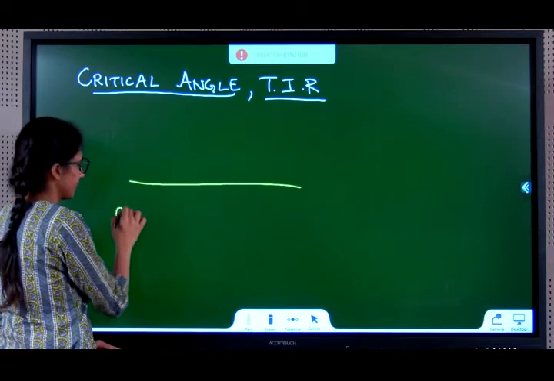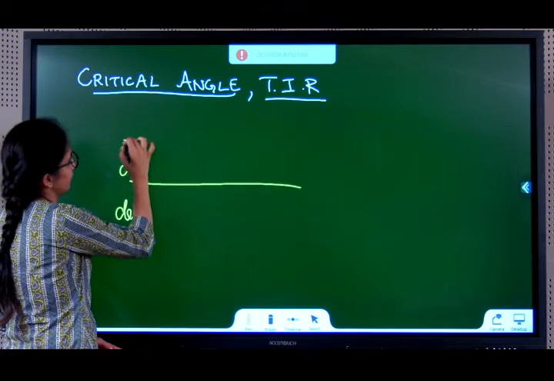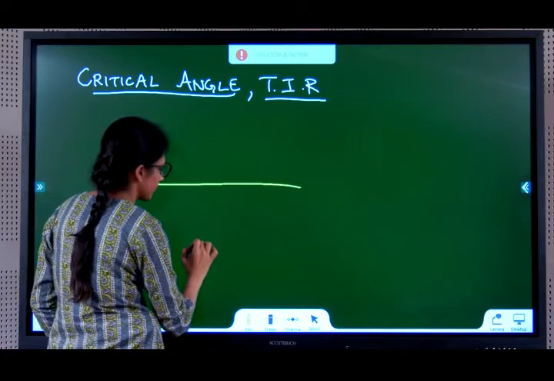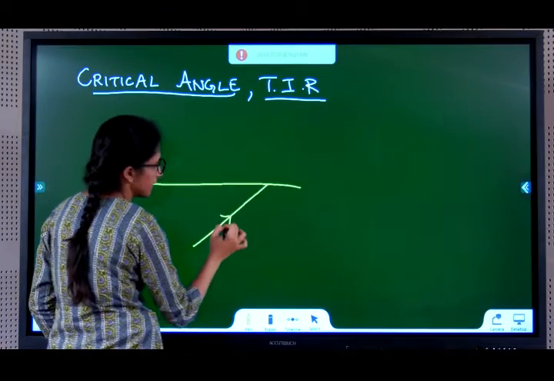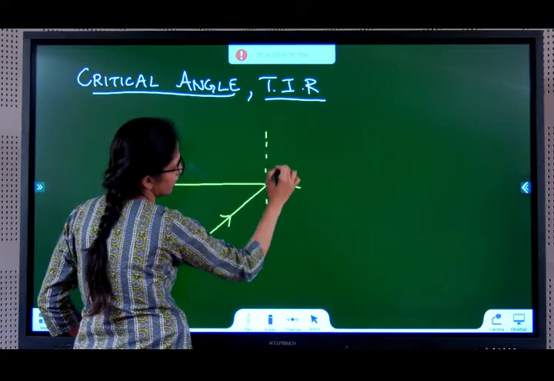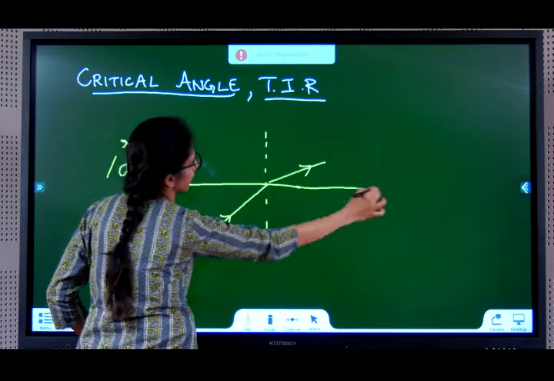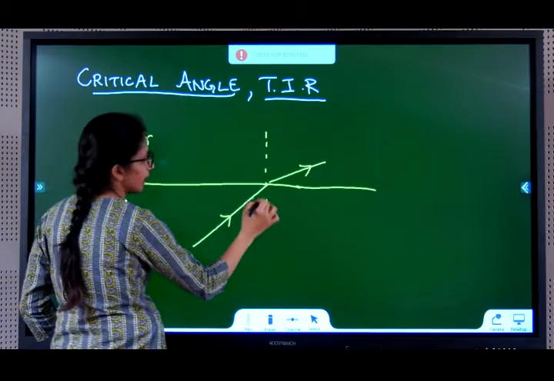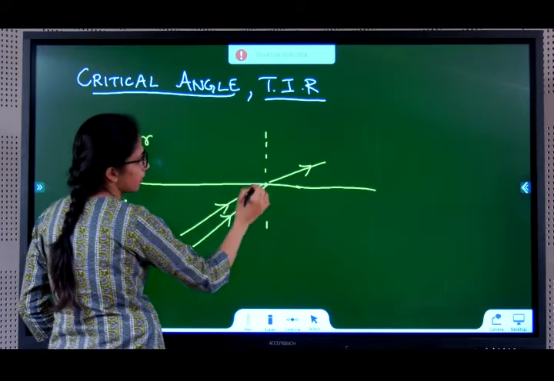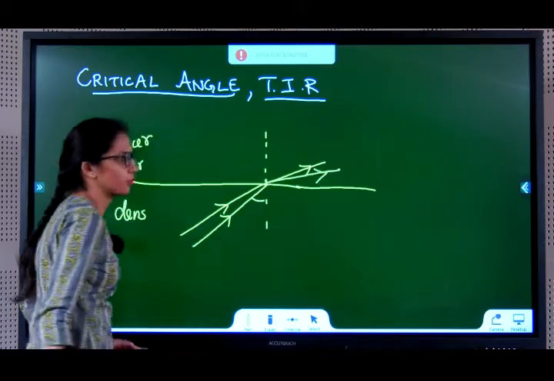Let's say this is the denser medium and this is the rarer medium or air. A light ray is going from the denser medium to the rarer medium, so it has to go in this direction. It bends away from the normal. Now, this is the angle of incidence, right? I increase the angle of incidence. Now the ray has to go like this. It again bends away from the normal, and bends even more.